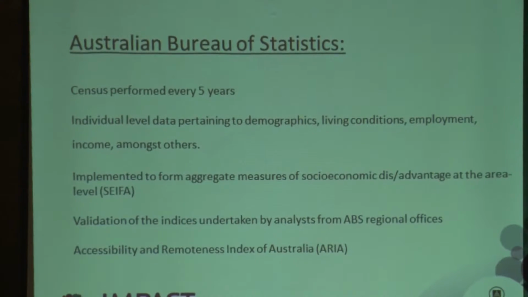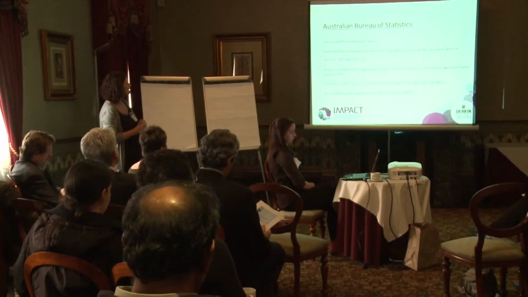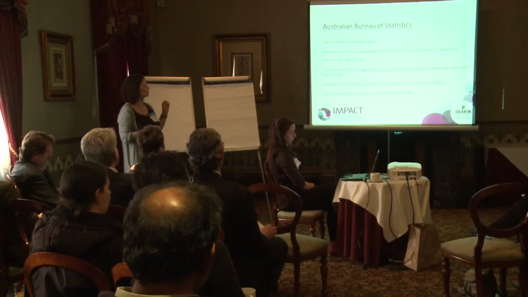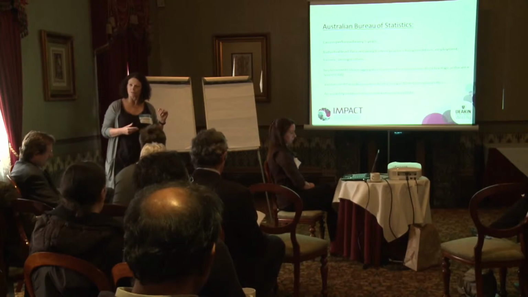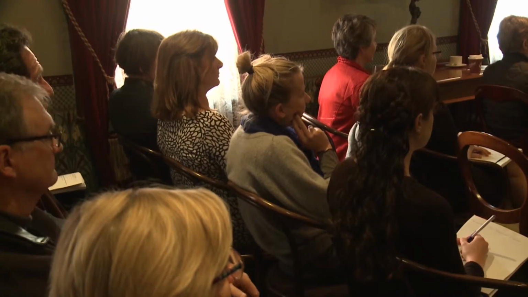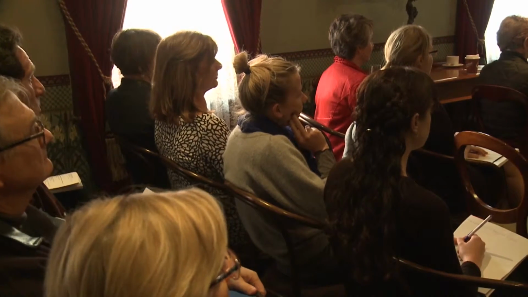Briefly, we know that the census is held every 5 years. We get individual-level data, but the ABS actually aggregates it into indexes, aggregate levels. That's the SEIFA that Helen spoke of. It's strong data, even though it's self-reported, but it's basically everybody. We can argue about whether it encompasses everybody or not. We can have a good debate about that. And as I mentioned, there's the ARIA index. So we get a lot of information from the ABS. Next one, thank you. This is where it gets interesting.